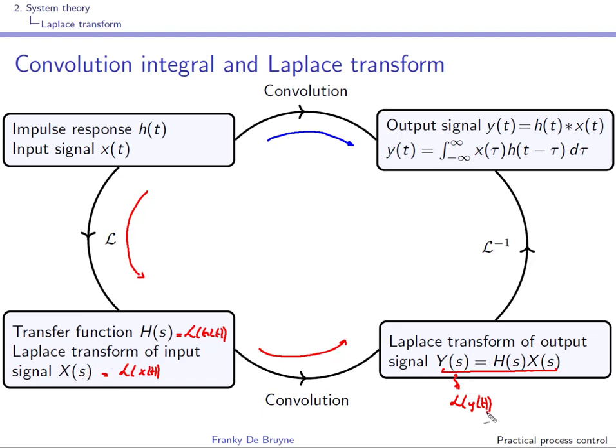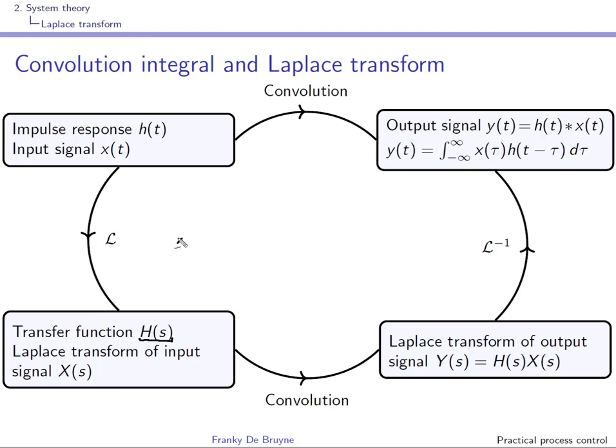Since we are interested in the output signal, the only thing that you have to do is, of course, compute the inverse Laplace transform to obtain the output signal. Well, a first reason to go through the Laplace transform is that it simplifies very often the computation of the response of the system. A second advantage is that there is a nice frequency domain interpretation.